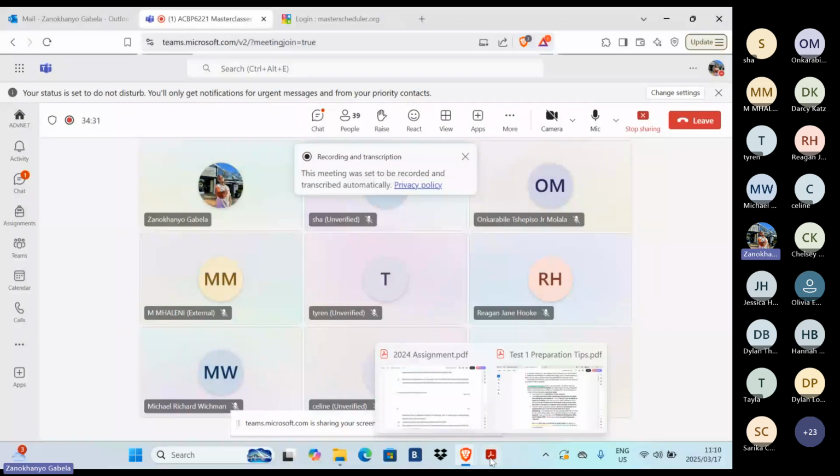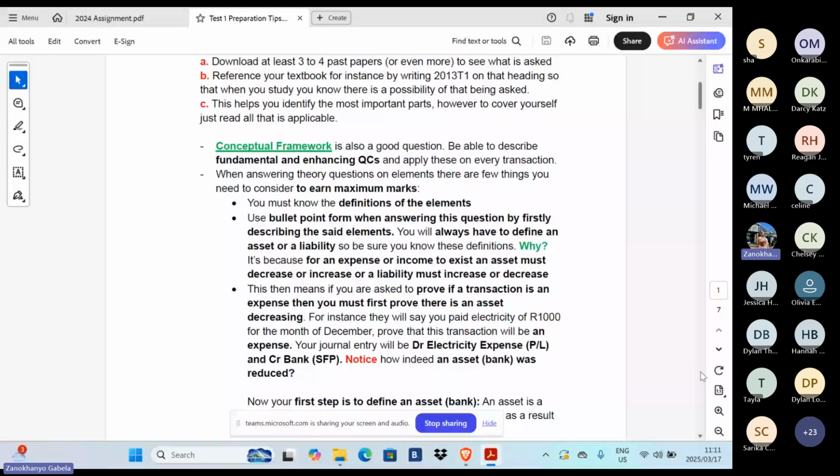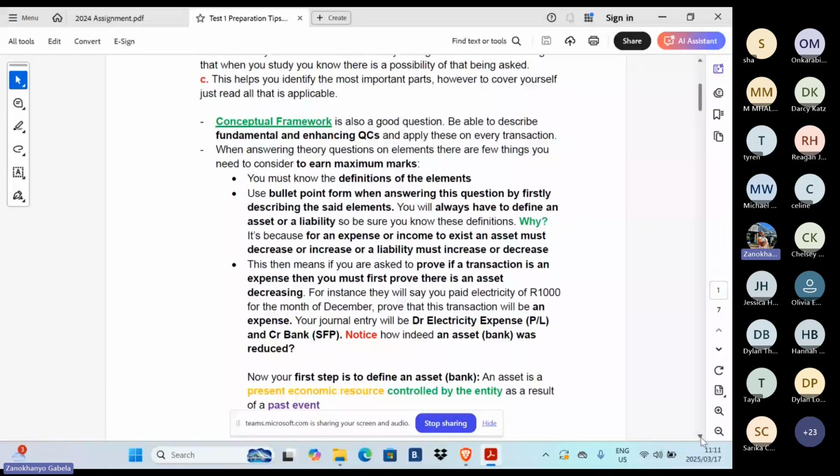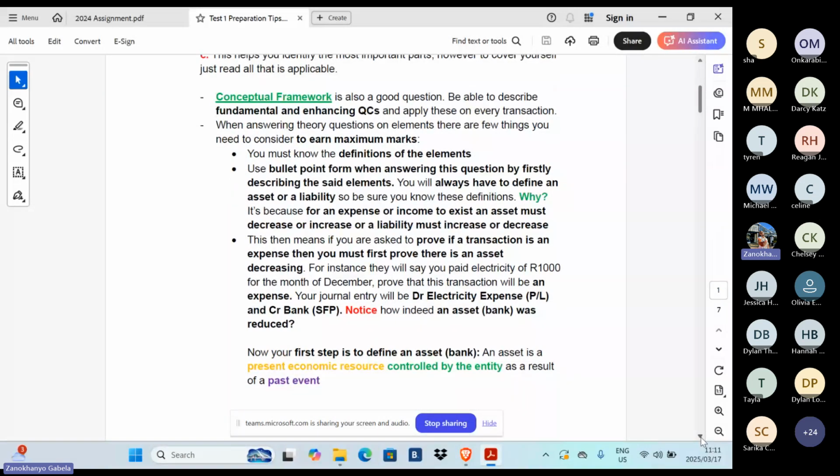Right. So now we're trying to earn maximum marks. Now, let's say we are asked a conceptual framework question. They are saying define an asset or a liability or an income or an expense. So what is the first starting point? So number one, you must know the definitions of an element. Basically, we have 5 elements. Remember those elements, the fancy ones: the assets, the liabilities, the income, the expenses, and the equity.